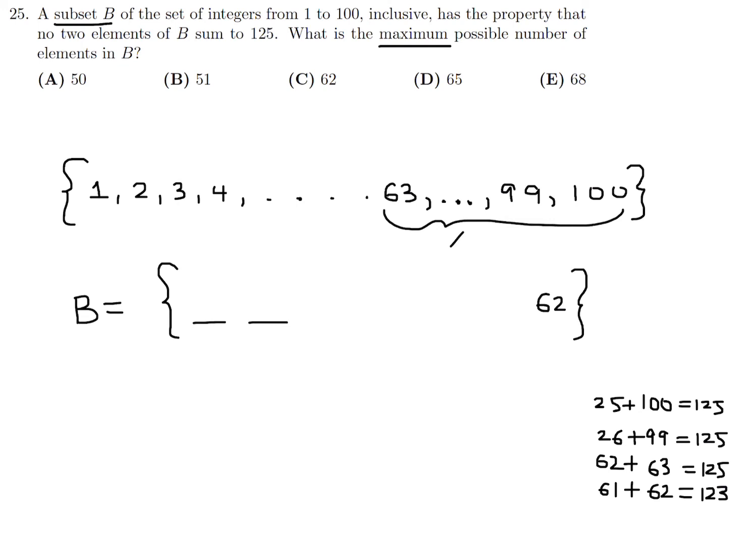all the way to 100. So these guys are all gone. And that just leaves me with 1, 2, 3, all the way up till 62. And therefore this subset would have 62 numbers in it. And I believe that's it for number 25. So the answer is C.